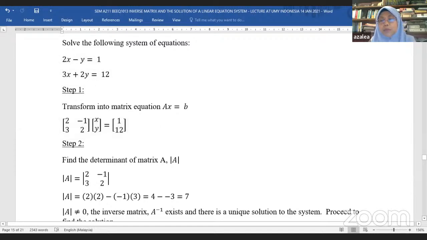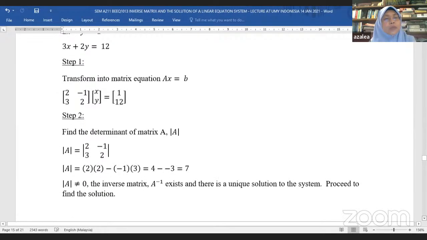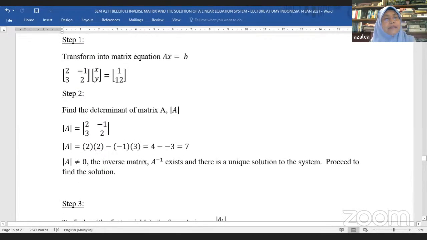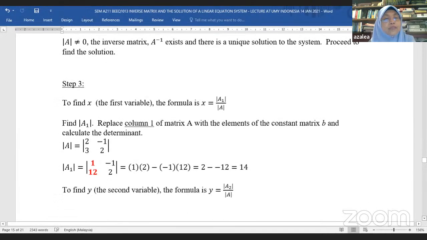In step 2, once we have the matrix equation, we can take the matrix of coefficients and find the determinant. This is to test for the existence of a unique solution. Finding the determinant, you get 7. So the determinant is not equal to 0. We conclude that the inverse matrix exists and there is a unique solution to the system. So we can proceed to the next step, which is finding the solution.